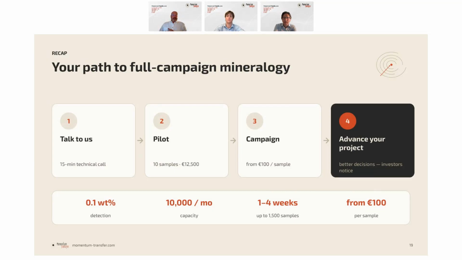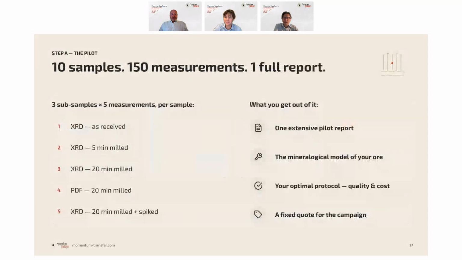If we both determine that it is, we would go into a pilot. I will tell you in a second what a pilot actually contains. That is where we go through a bunch of variations of our methods to find the ideal one for your ore, and then we have all the parameters for the campaign, and you can be absolutely 100% sure that you get the answers that you're looking for. So it's actually a very low risk investment to then go to a bigger number of samples in a campaign, and that actually advances your project and you can make decisions. And you see all the nice KPIs that Bernd said before.